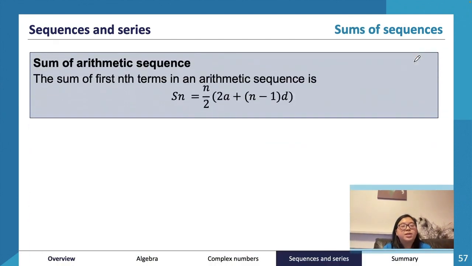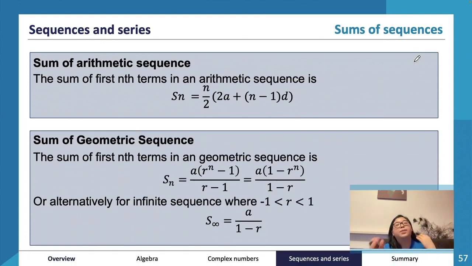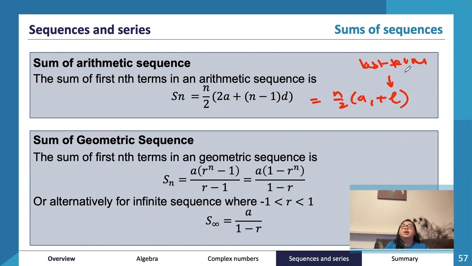Alright, so that's the sequences themselves, but let's talk about the sums of the sequences. What I want you to remember is to have these formulas in your notes somewhere. So the sum of an arithmetic sequence is derived from the first term, plus, you can also write it as n over 2 times (a1 plus l), where l is the last term that you're working with, so as in a_n. It can also be written like that.